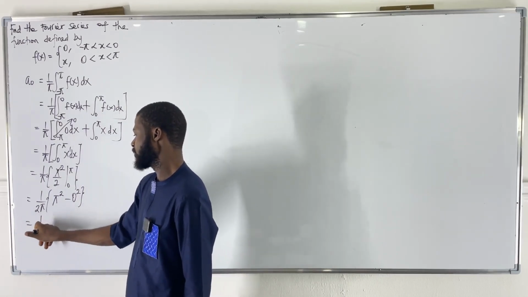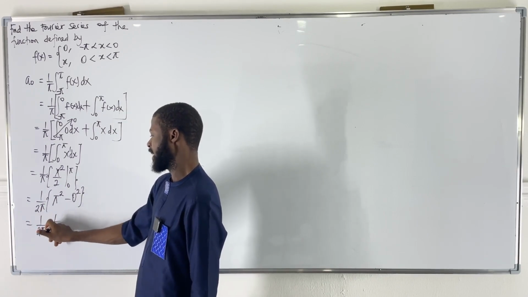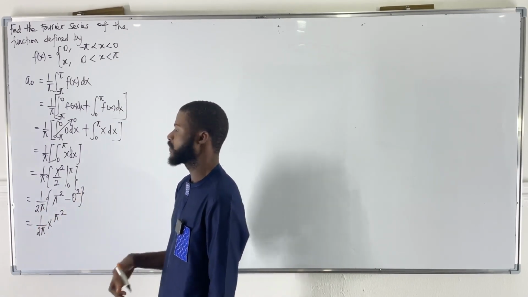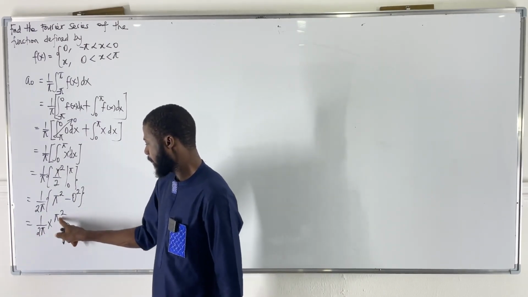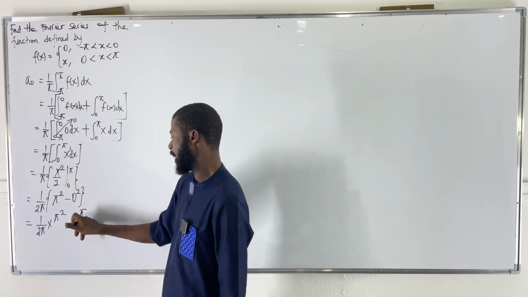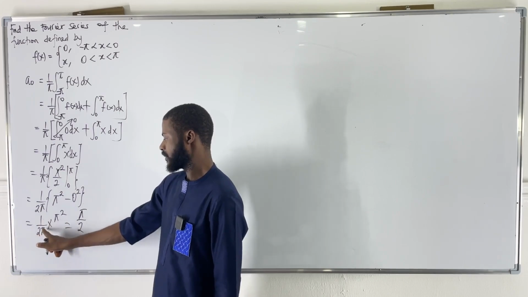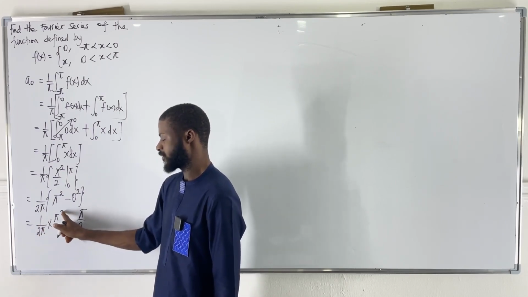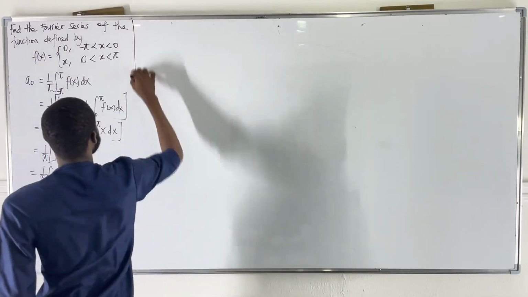And this will be 1 over 2 pi. Then what will be left here will just be pi squared, because this 0 squared is just 0, so it's gone. Now, pi squared over pi will give us pi. So this is basically pi over 2. That's what I'm basically going to be getting. Because this pi cancels out one pi from the pi squared, one part of it will be remaining. That's why we have pi over 2.